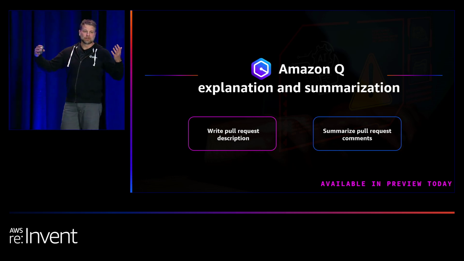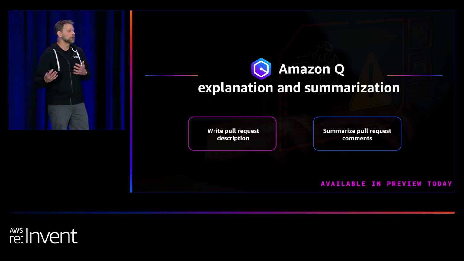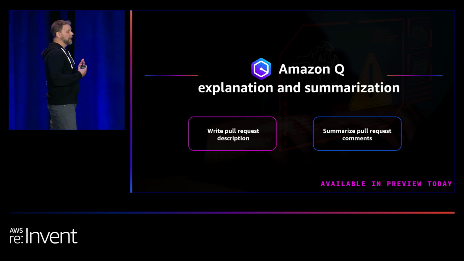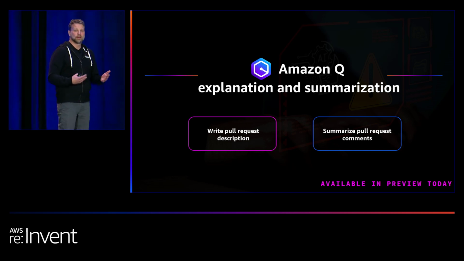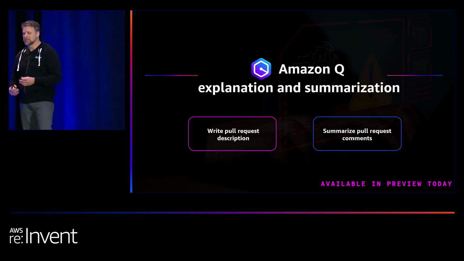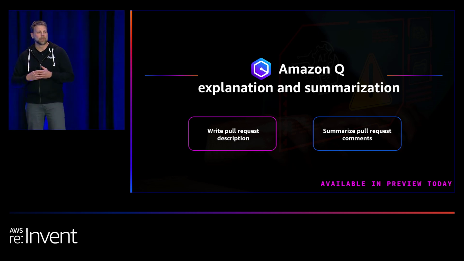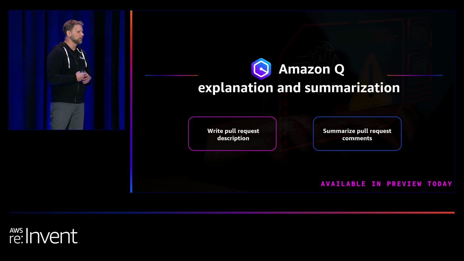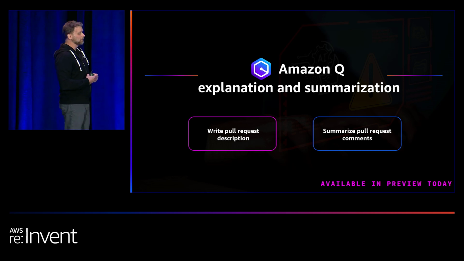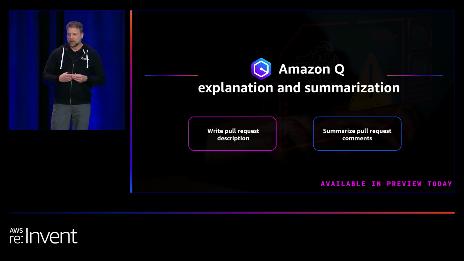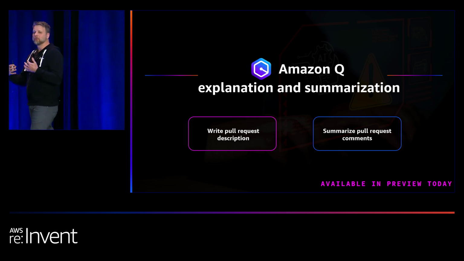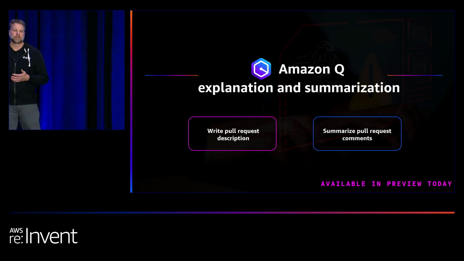But in addition to these really transformational things, we also knew that Q could really add some quality of life improvements to everyday tasks that developers do. And we see a long string of these things that we're going to be releasing throughout the year that's going to help you just improve your everyday developer life. Two of the ones I'll talk about today. One is helping you more concisely write your pull request descriptions, right?